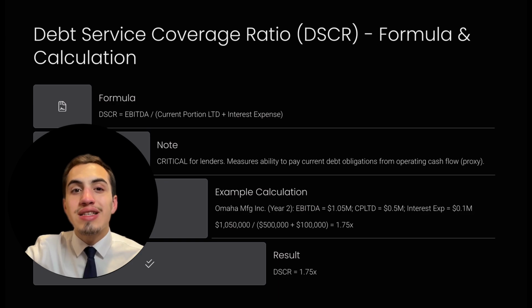Now for a ratio that is absolutely critical for lenders, the debt service coverage ratio, or the DSCR. As the formula shows, a common calculation compares EBITDA as a proxy for cash available for debt service to the total required debt payments for the period, typically the current portion of long-term debt, plus interest expenses. Using our hypothetical numbers for Omaha Manufacturing Inc., the DSCR calculates to 1.75x.